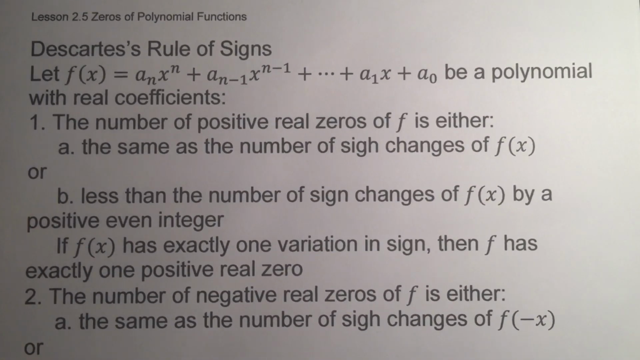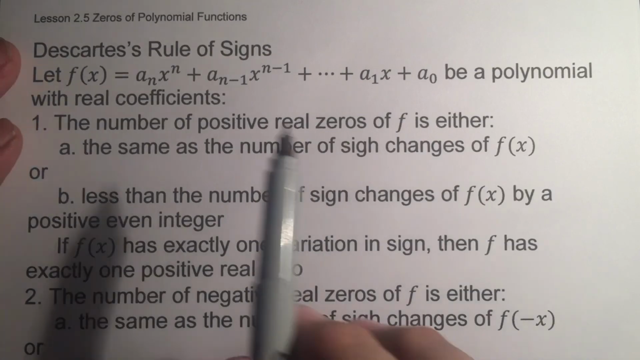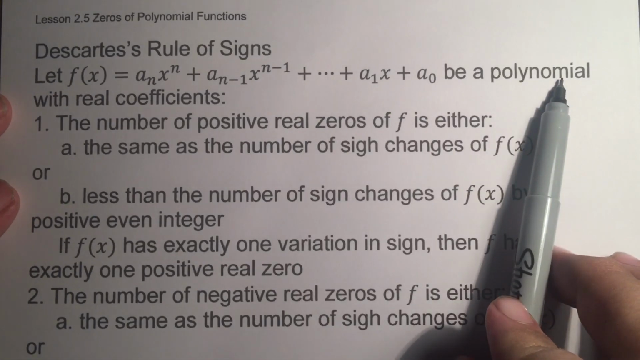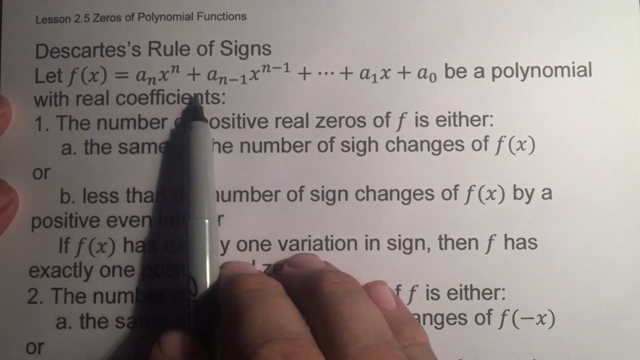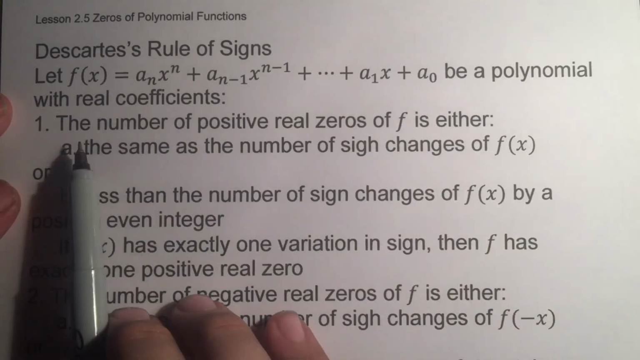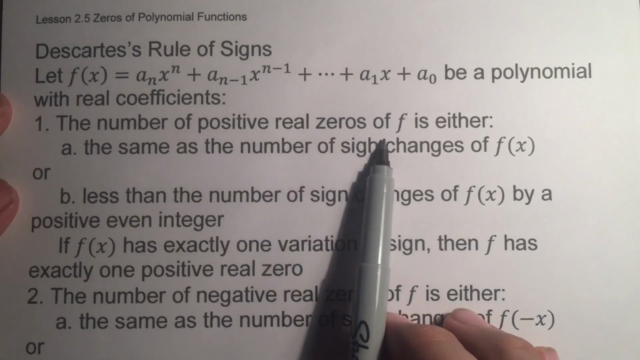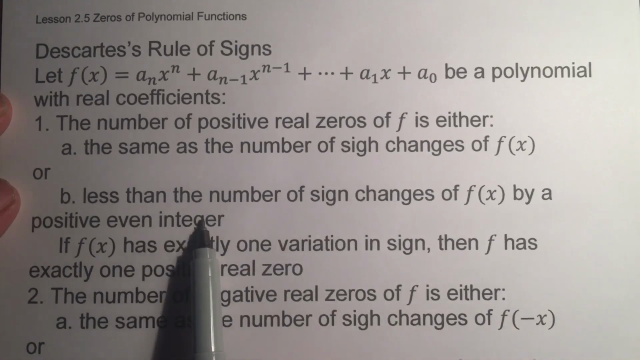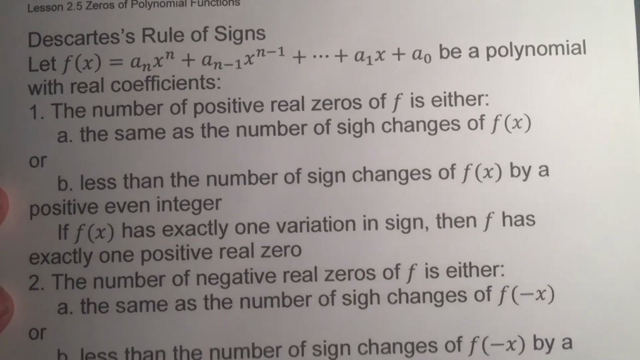Now, what we have here is Descartes' rule of signs. I'm probably butchering that name, and I apologize to whoever Descartes is, but that's how I'm going to say it. So Descartes' rule of signs is this. First, you're going to go through and count how many sign changes there are. If this one's positive and this one's negative, that would count as one sign change. However many there are is going to be the number of positive real zeros, either that or less than that by a positive even integer. So you go by 2s on down.